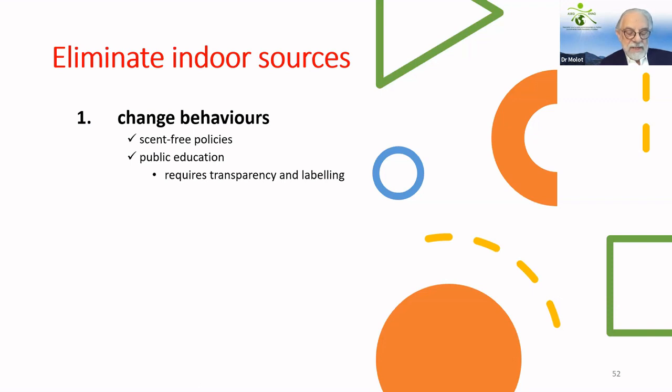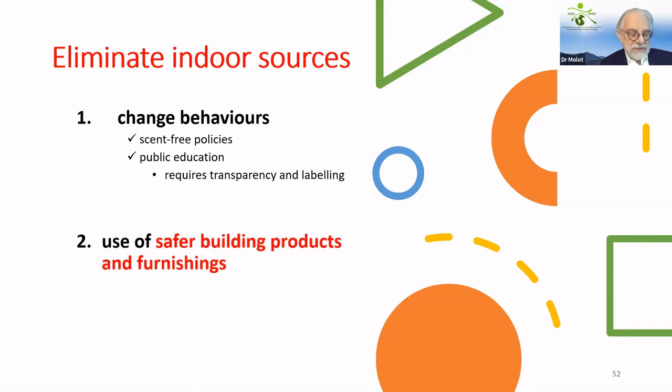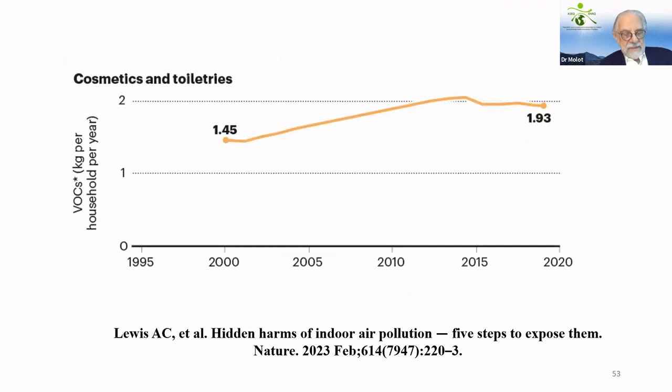What we also need is the use of safer building products and furnishings, because they are a significant source of air pollution both indoors and outside. This graph is copied from a very recently published paper, which shows the increased amount of VOCs in the indoor air from the use of cosmetics and toiletries in England over the last 20 years. People don't likely know the negative health effects of what they're putting in the air because there's no transparency.